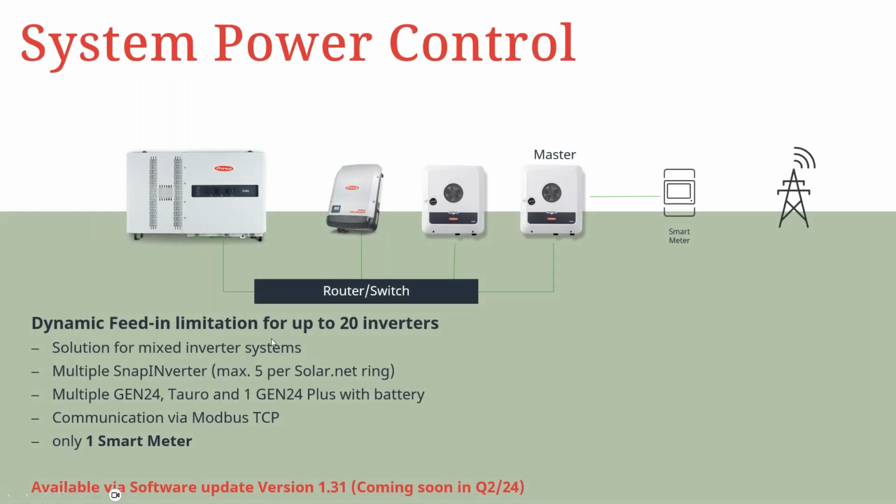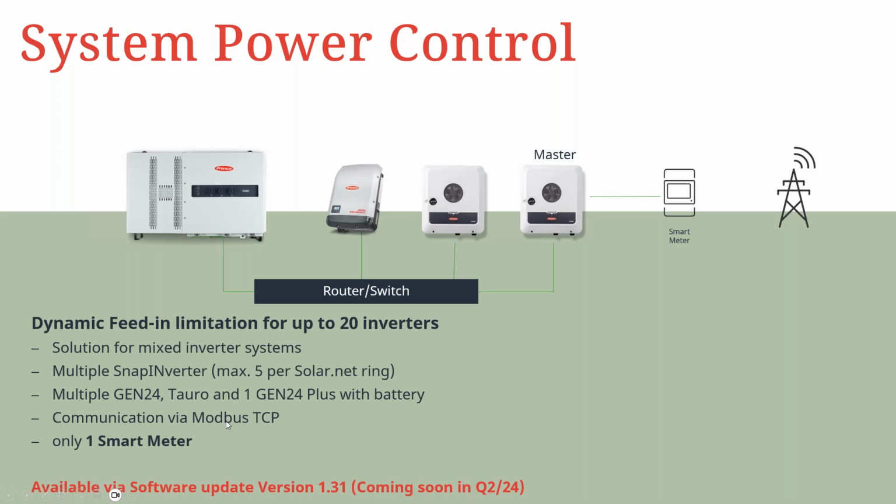So let's break it down. It is possible to achieve dynamic feeding limitation for up to 20 inverters, and you can have solutions for mixed inverter systems. So you can have this implemented for systems containing Tauros, Snap inverters, Gen24 and Gen24 Plus inverters. It is also possible to have a SolarNet ring within this setup, but it is advised to have a maximum of 5 inverters per SolarNet ring, meaning 1 submaster and 4 slaves, basically.